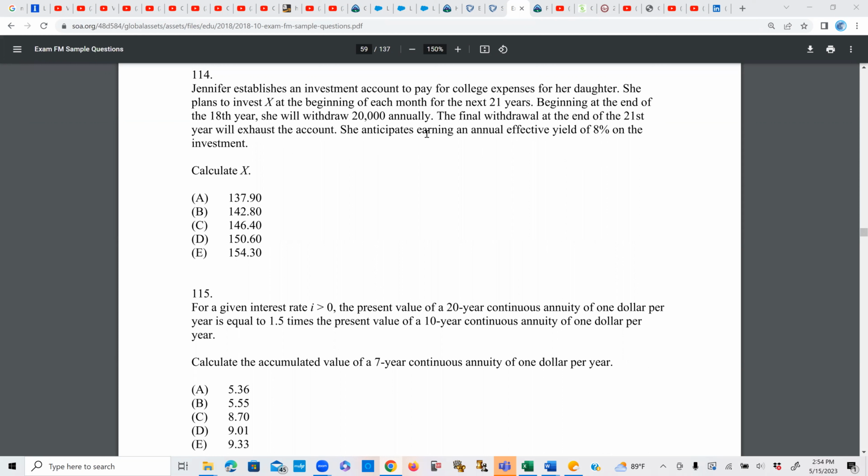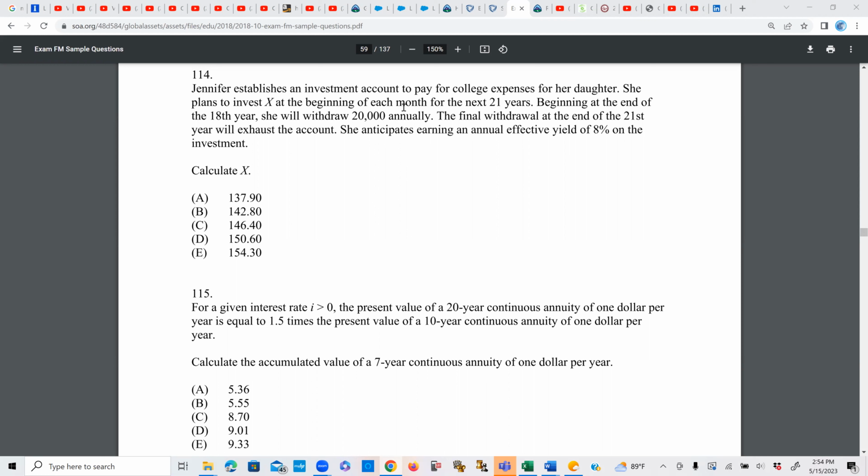She anticipates earning an annual effective yield of 8% on the investment. Calculate X. This problem is very similar to the one we did in the previous video, number 79. So let's look at it.